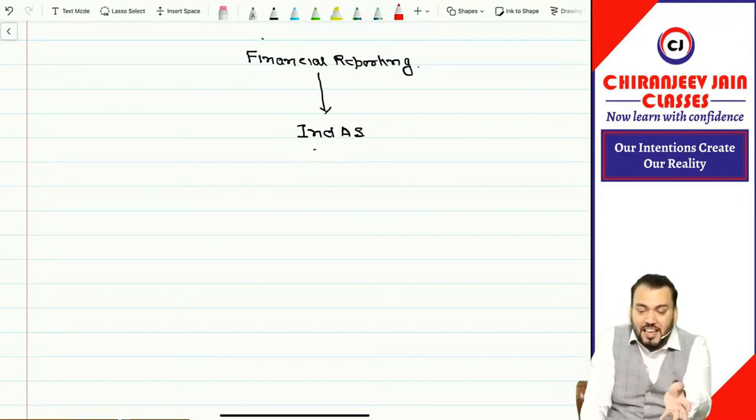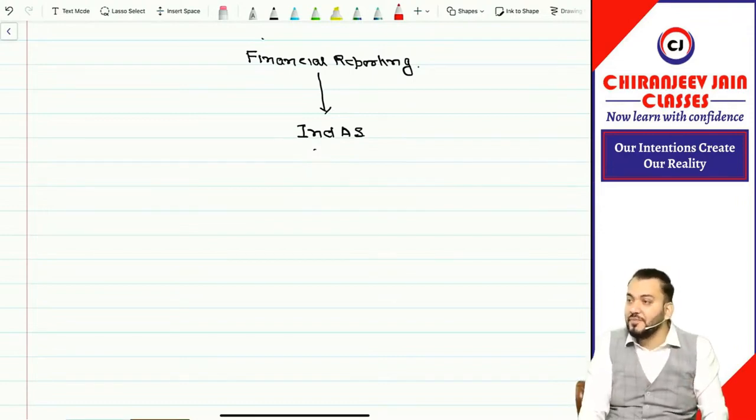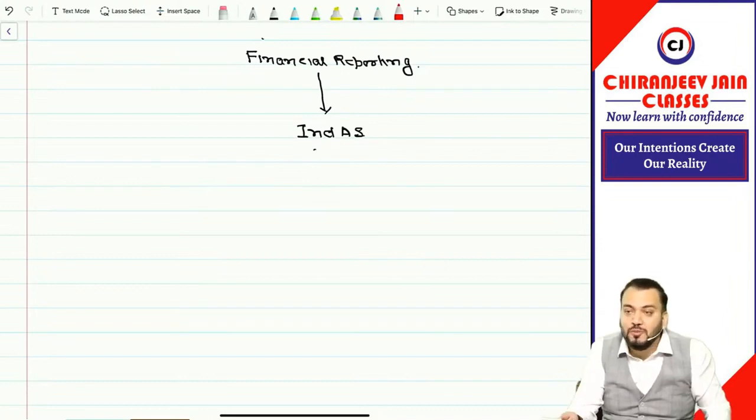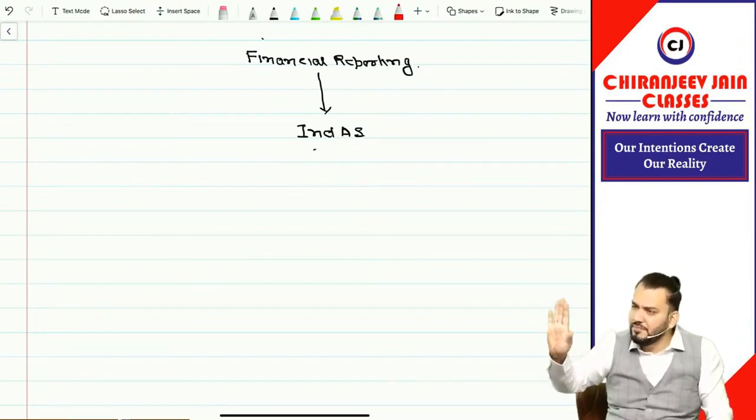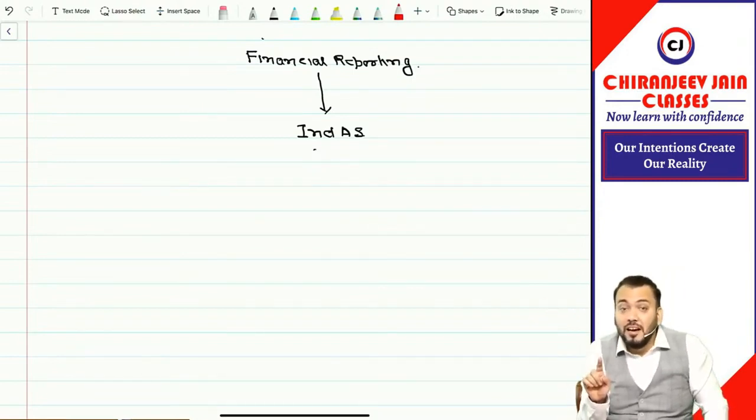One thing is clear that AS and Ind AS are different. Correct? AS and Ind AS are different. AS full form is what? Ind AS full form is what? Indian Accounting Standard. Now one doubt will come, whether the AS that we have done in CA Inter was Indian or international. Whether it was related to the Indian context or not.